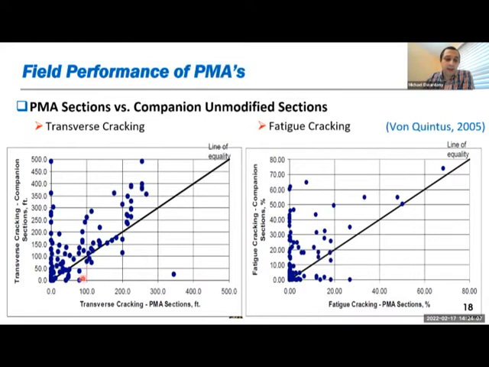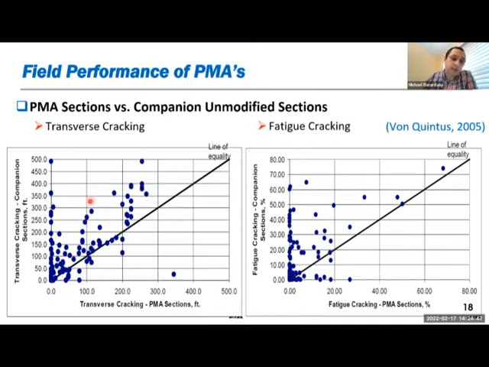If you look at what happened here, we looked at different sections. Those are transverse cracking sections with polymer modified binder versus the equivalent, so an adjacent section with control binder that is not polymer modified. So each data point here means that the polymer modified section had only 100 feet of cracks, but then the unmodified one had 250 feet of crack. So 100 versus 250.